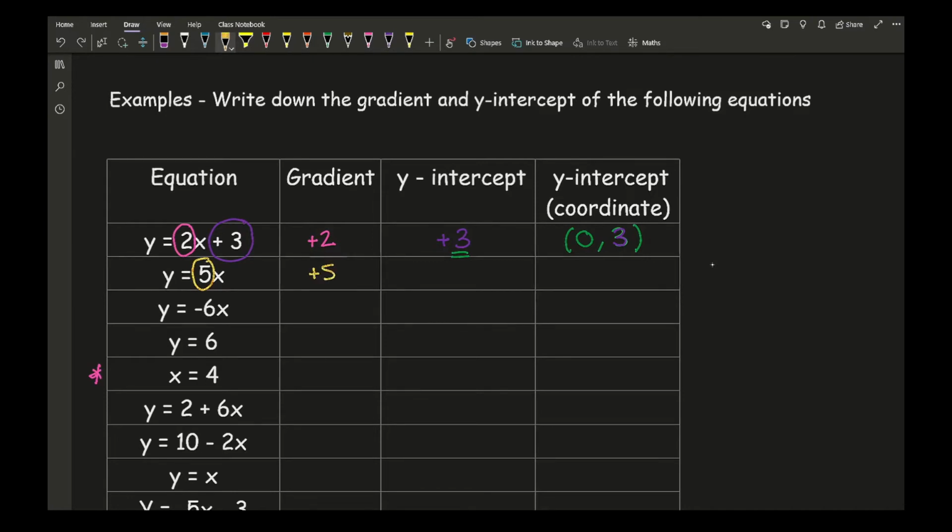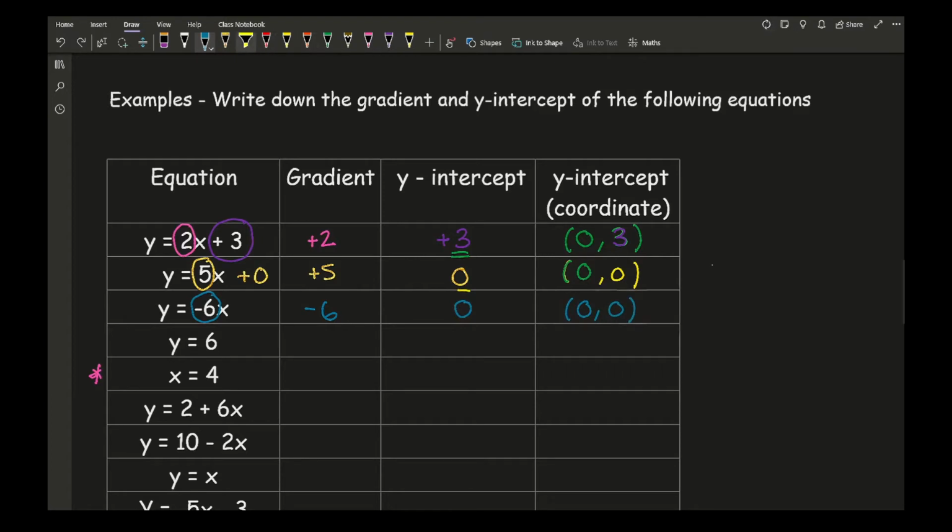The y-intercept, well, there is no number being added or subtracted, so it's just going to be 0. And then writing that as a coordinate, it's going to be 0, and then whatever number is in this column here, so it's going to be 0, 0. Then moving on to this third question. So again, here the gradient is going to be -6. And again, I'm not adding or subtracting anything, so it's going to be 0. And then the y-intercept is just going to be 0, 0.